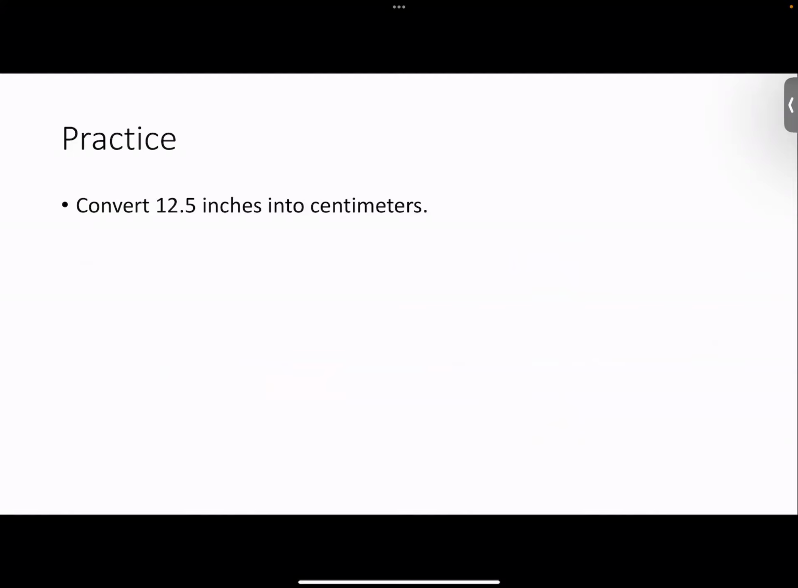Let's look at another one. Convert 12.5 inches into centimeters. You start by listing what you have. You identify what you want to solve for. You then figure out possible conversion factors. And if you look up a table, you're going to find that 2.54 centimeters is equal to 1 inch. And this is an exact equality. They typically write the word exact by it to let you know that these actually have infinite number of significant digits.